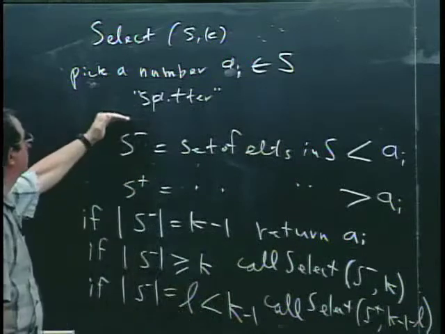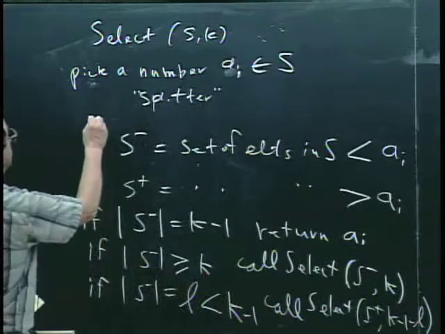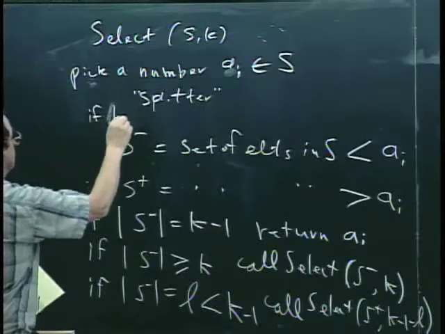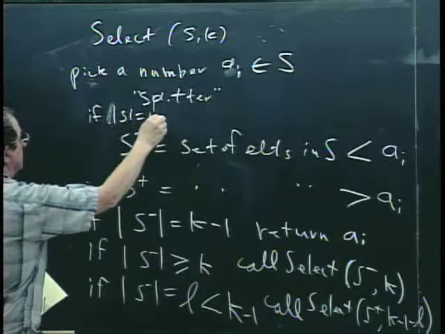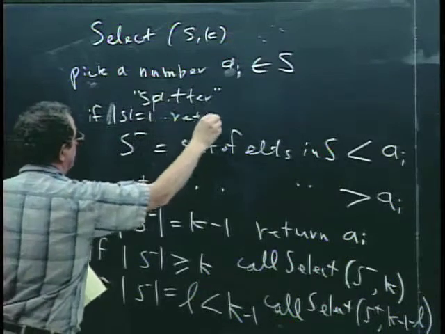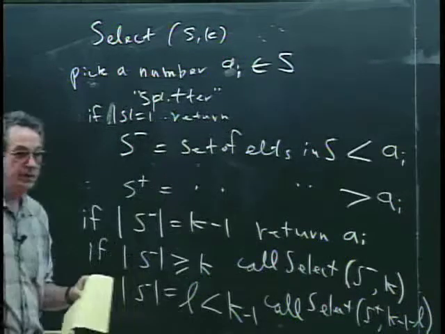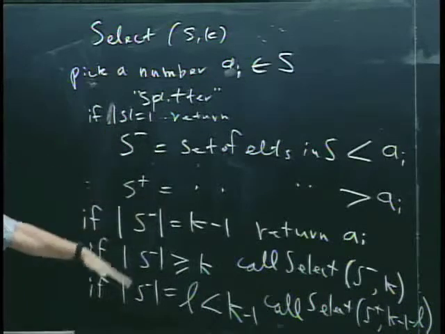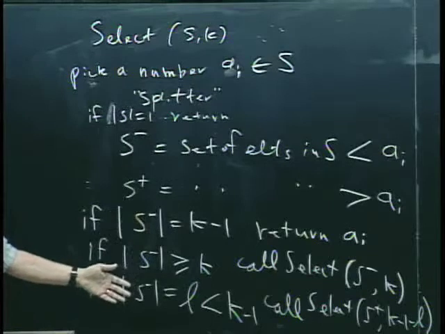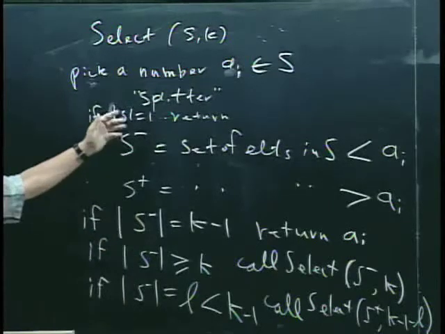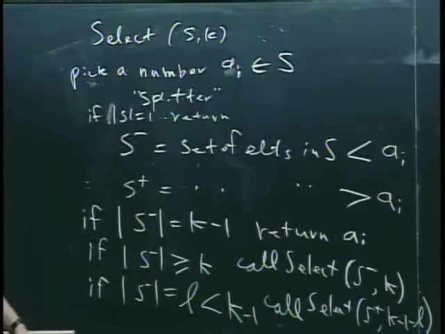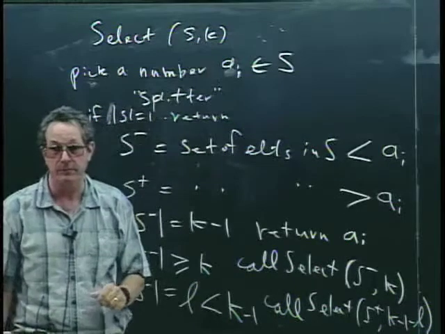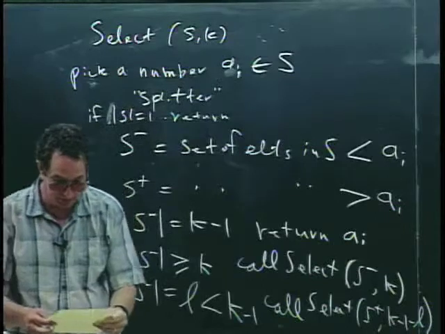I guess we need a base case here. If the size of S is equal to 1, return. But otherwise, we do this. So, does everybody see the recursion? The recursion in this, and this is a correct algorithm, modulo little programming details. A correct algorithm that should find the kth smallest in the set S. Okay?